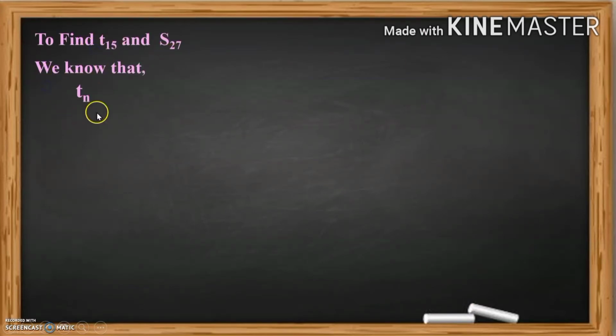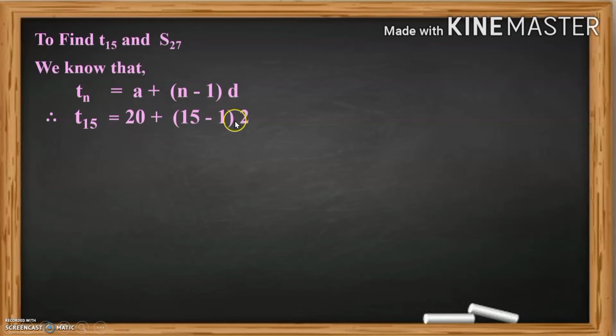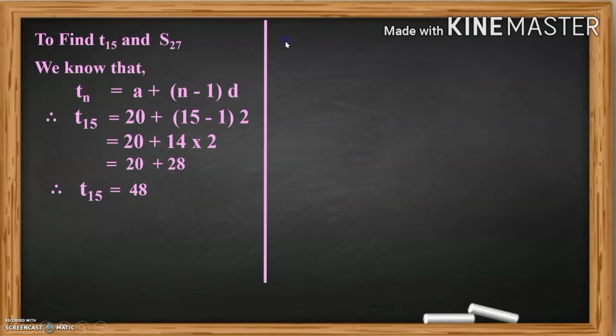We know that Tn is equal to A plus n minus 1 into d. So T15 will be 20 plus 15 minus 1 into 2. As A is 20 and D is 2, we are going to substitute. So 20 plus 14 into 2 equal to 20 plus 28 and therefore T15 will be equal to 48. So how many seats are there in the 15th row? 48. So now let's find S27.